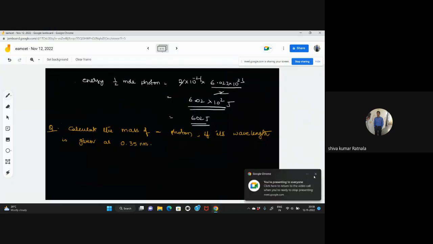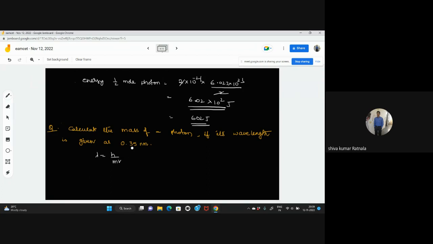So as you said, some of you said, sir, we will use E equal to mc square. That is not required. Straight away use lambda equal to h by mv. The velocity of light is fixed, and lambda value is given, and mass is asked in kg. So mass in kg means lambda should be in terms of meters. So 0.35 nanometers means 1 nanometer equals how many meters? 10 power minus 9. So that will be 0.35 into 10 to the power of minus 9 meters.